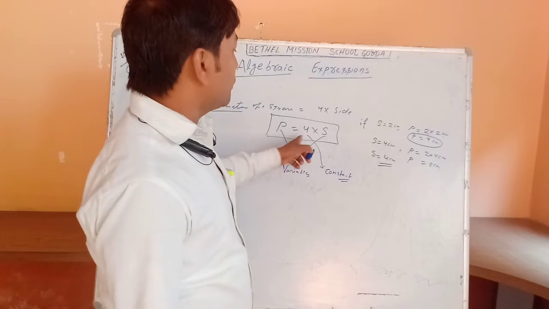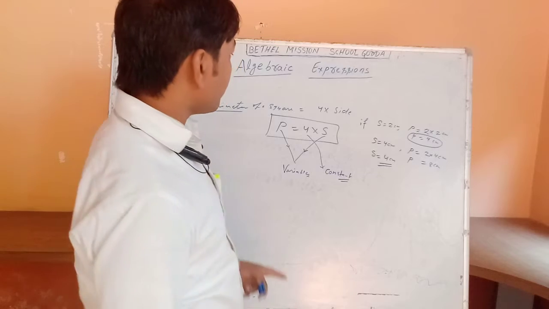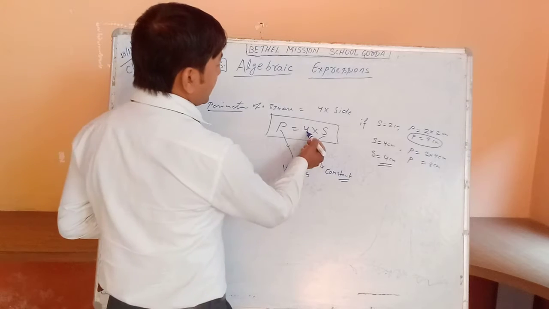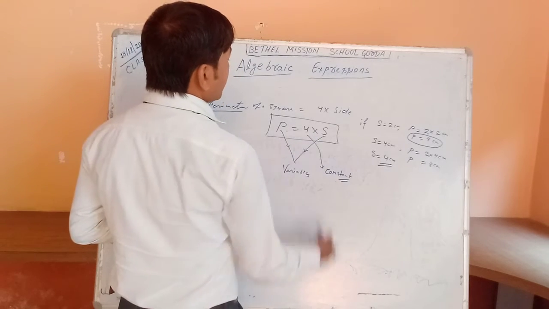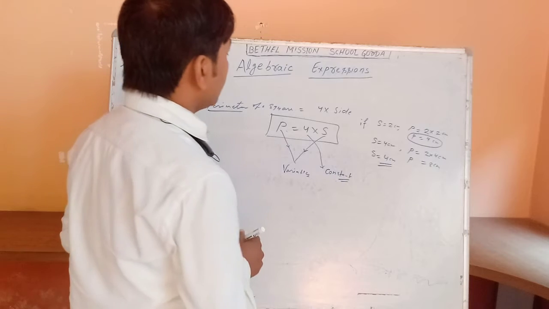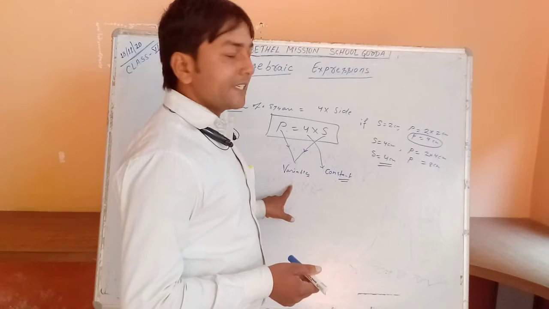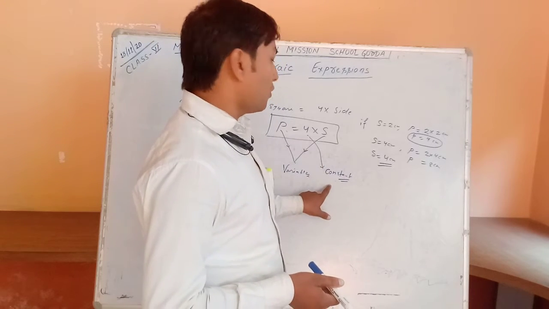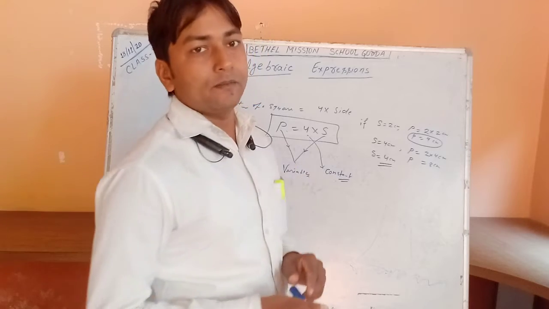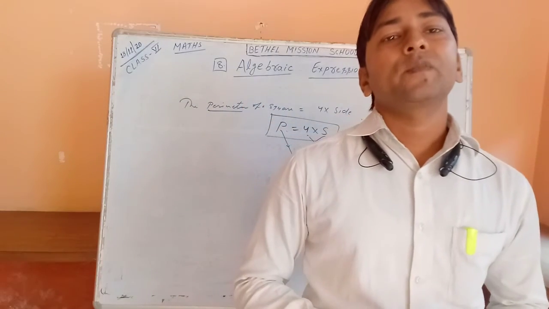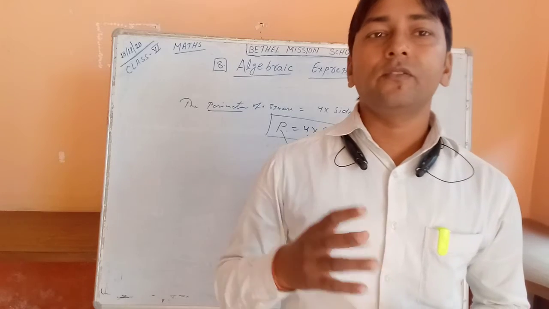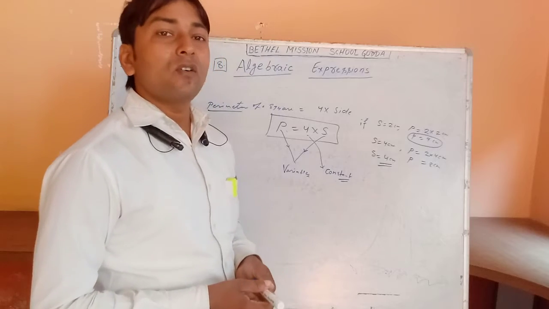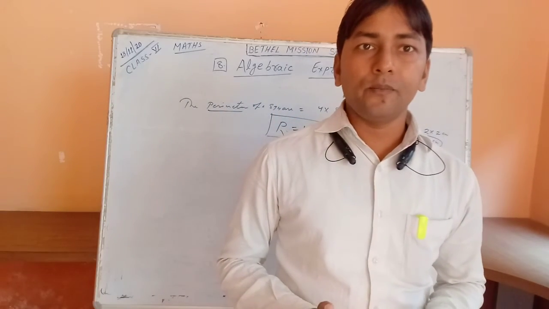So it has two types of numbers: P and S are literals, and 4 is a numeral. P and S are called variables because they change, and 4 does not change. That's why it is called a constant term, and these are variable terms. Whatever you take, x, y, z, which varies, is called a variable, and 1, 2, 3, 4 are constant terms. I hope you got it.